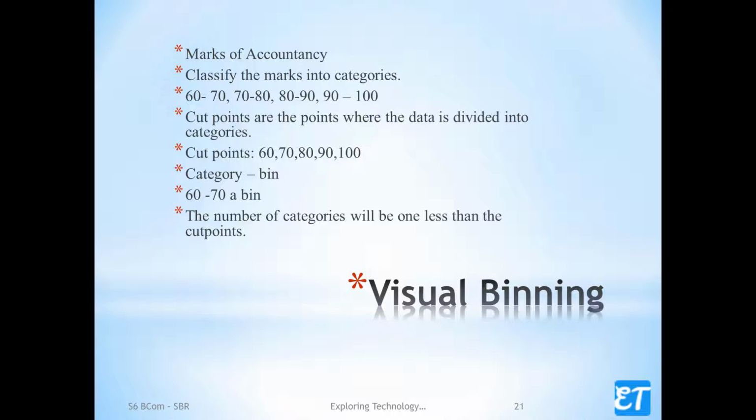Okay, so the number of categories will be 1 less than the cut points. If the number of cut points is 5, then the bins or categories will be 4. If the number of cut points is 8, then the number of categories or number of bins will be 7, like that.